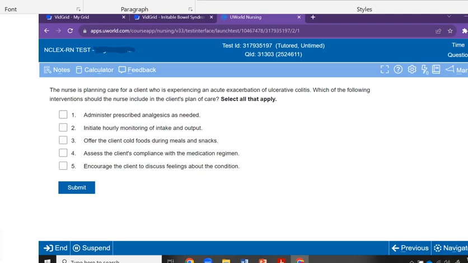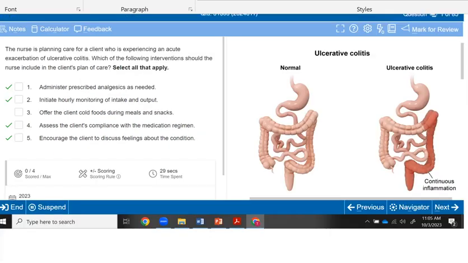So in your mind, you've got to think, what does it look like? Where is it? Which of the following interventions should the nurse include in the client's plan of care? Select all that apply. Now, here's where you're going to see if you know it or not. I want you to just stop the recording and look at all your answer choices and then restart your recording. Okay, so hopefully these are the choices that you chose. Let's look at them together.